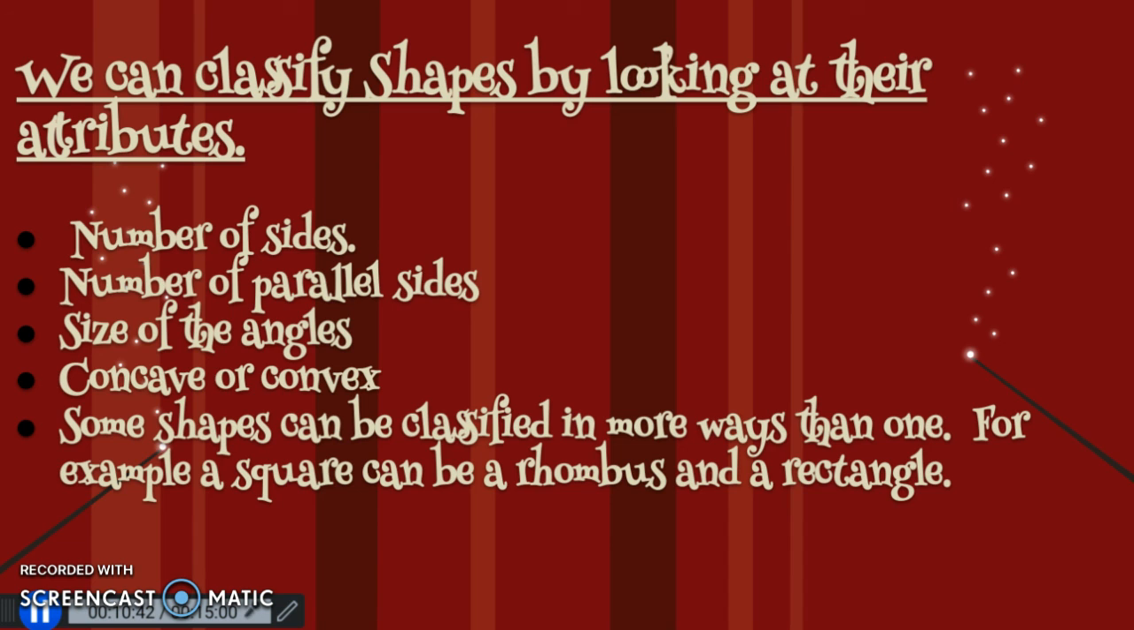For example, a square can be a rhombus and a rectangle. We know it's a polygon. We also know that it's a quadrilateral. So we've got to think about what all attributes each shape has and where we can classify them within groups.